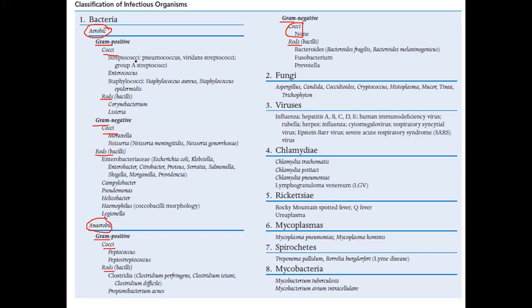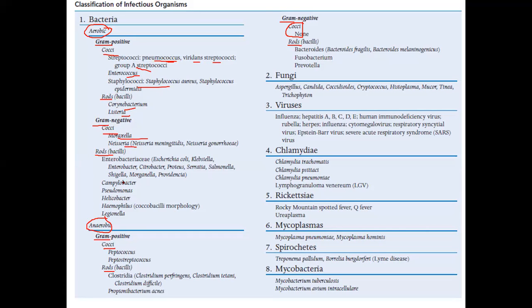Now, of course, the gram-positive cocci, these are common. We have Streptococcus pneumoniae, pneumococcus, viridans streptococci, and group A streptococci, the enterococci, staphylococci, and the others. And then the rods, which are gram-positive, we have Corynebacterium and Listeria. Under the gram-negative cocci, we have Moraxella and then Neisseria.